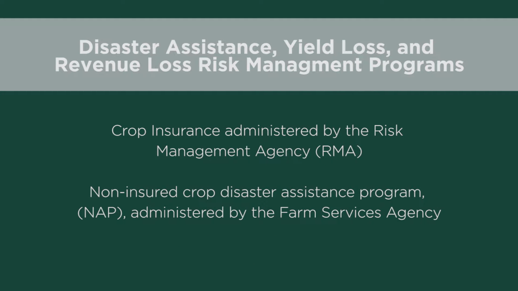The U.S. Department of Agriculture facilitates a number of disaster assistance, yield loss, and revenue loss risk management programs. Two key programs are the crop insurance administered by the Risk Management Agency, RMA, and the Non-Insured Crop Disaster Assistance Program, NAP, administered by the Farm Service Agency.